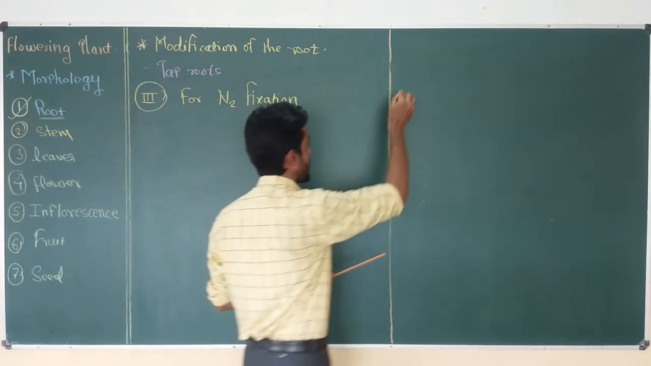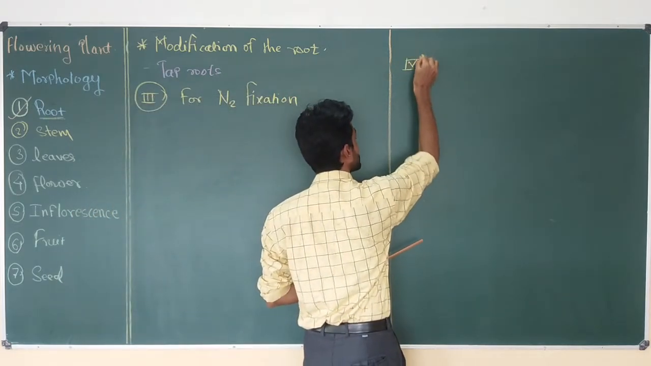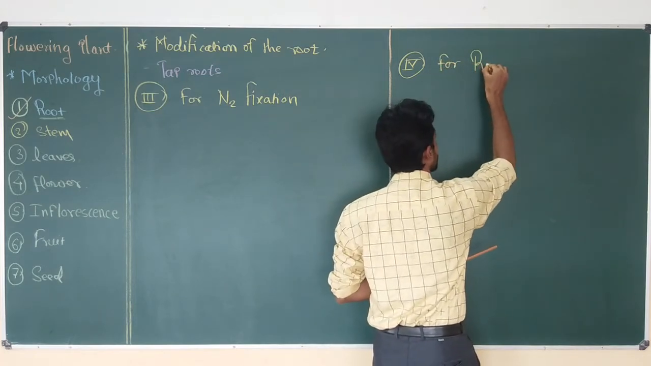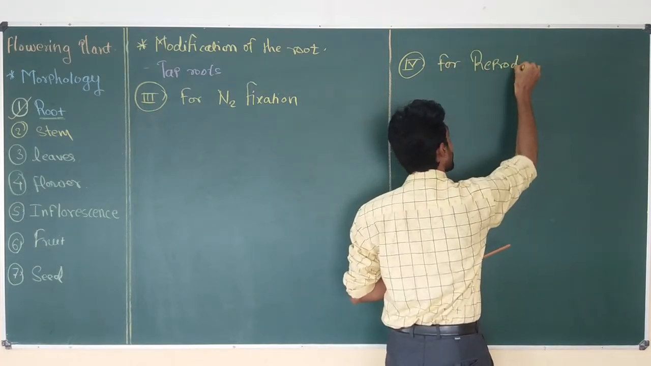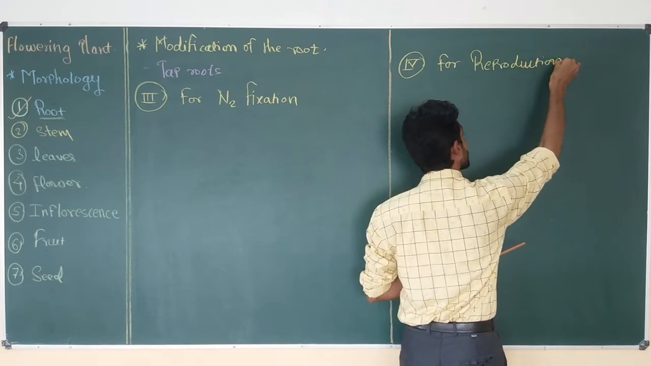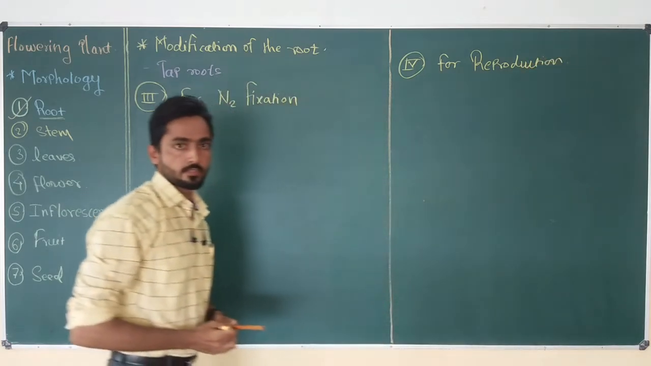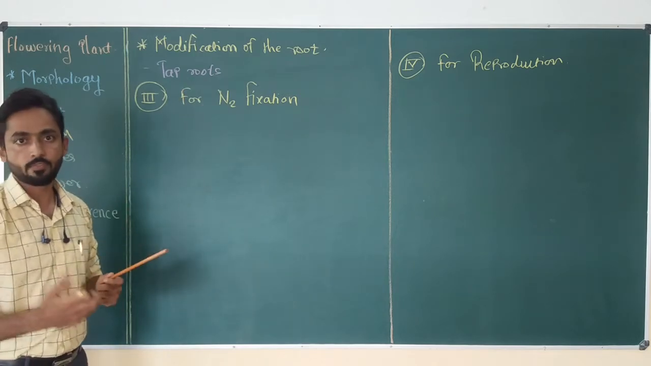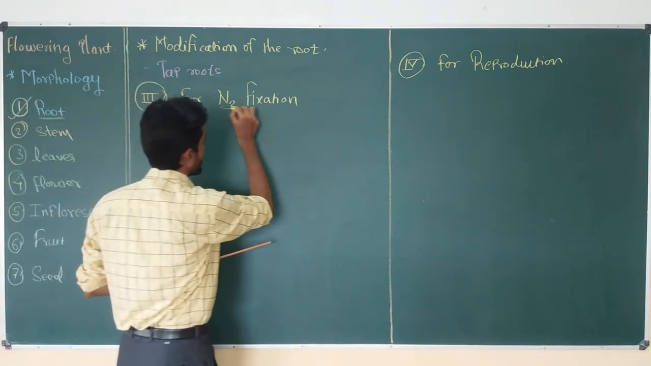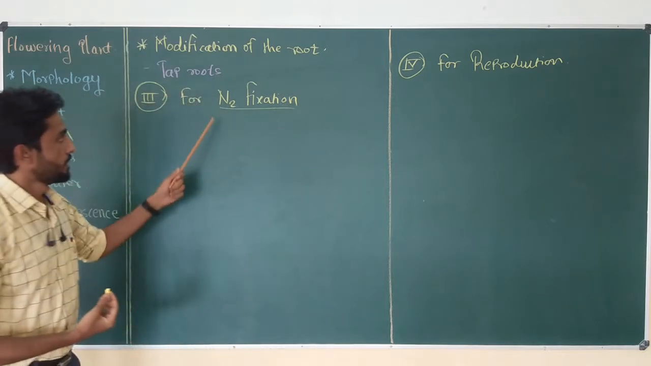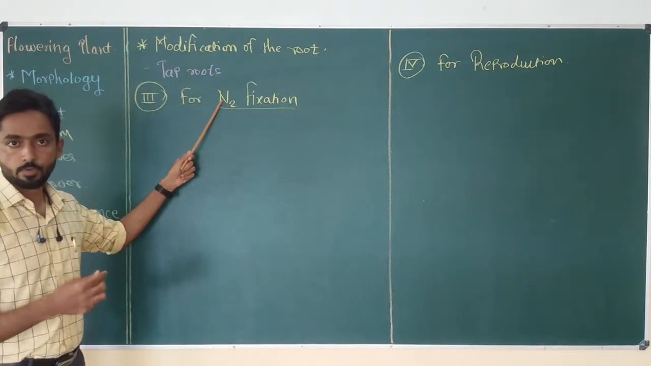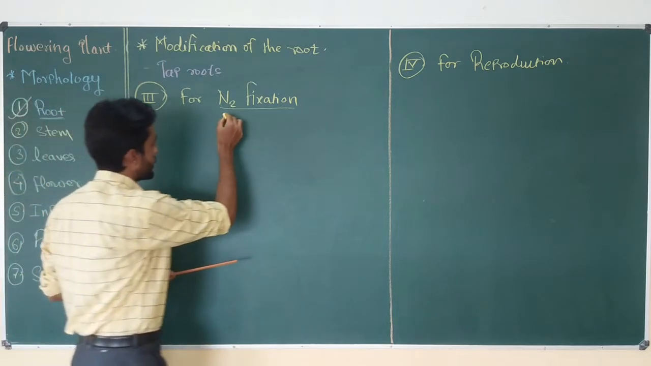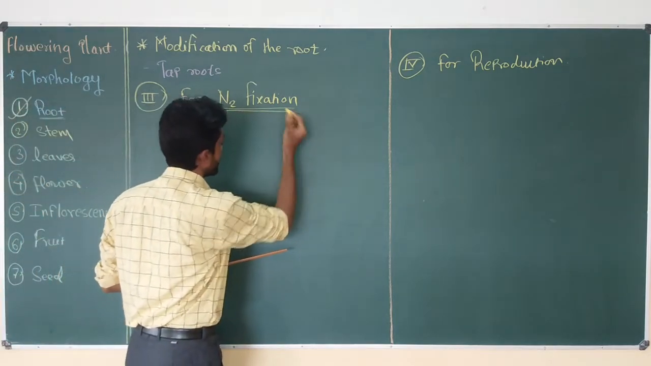While the last type of modification, or modification number 4, is modification for reproduction. So first we are going to discuss how the taproot of the angiosperm gets modified for fixation of nitrogen. That means they will help in the nitrogen fixation process, which ultimately helps in plant growth. Okay, so first we are going to discuss what is nitrogen fixation.